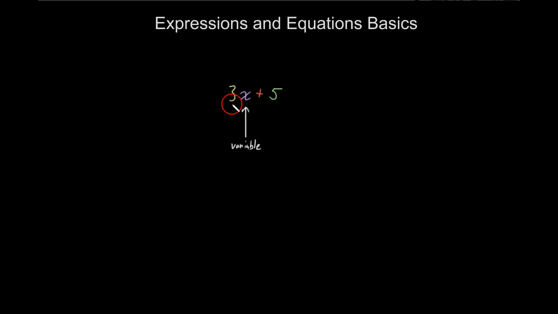Next thing I want to talk about is this 3 right here. In this expression, the 3 is our coefficient, okay? And a coefficient is any number used to multiply a number. So in this situation, the coefficient of 3 is multiplying our variable. So this means 3 times x, so 3 times our variable, okay?